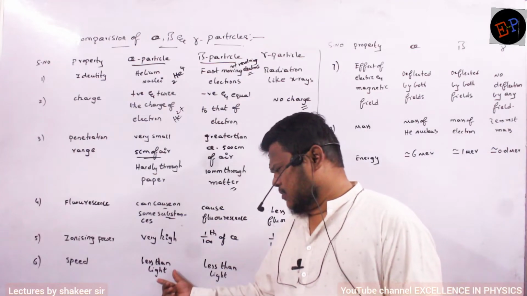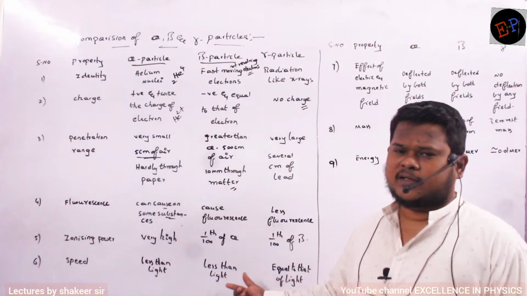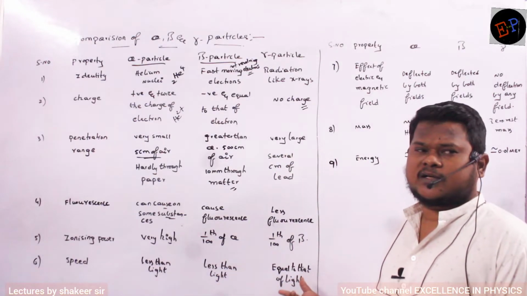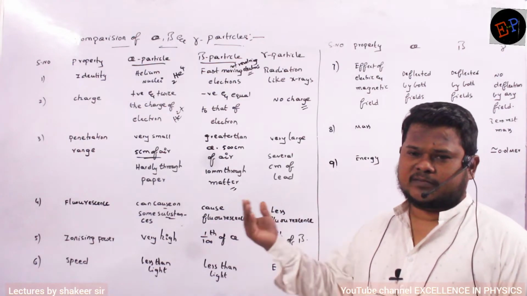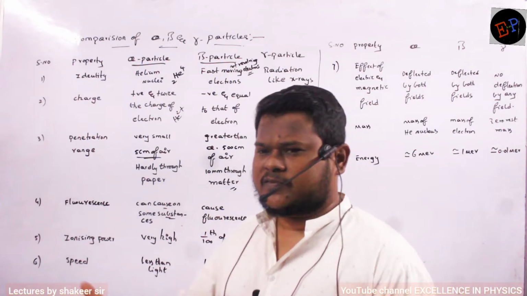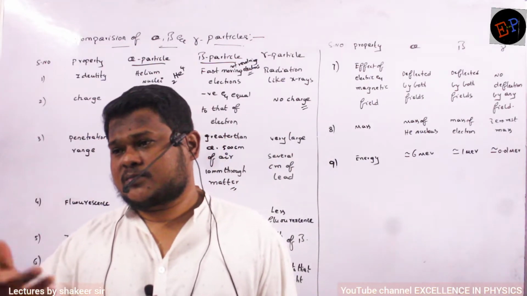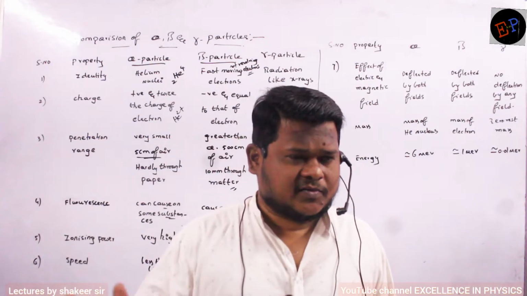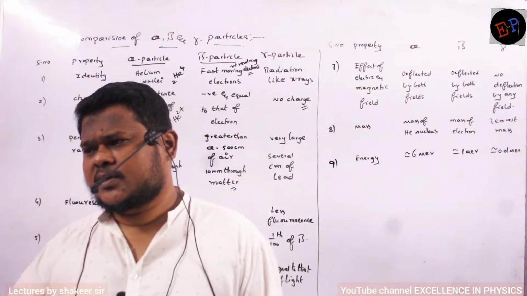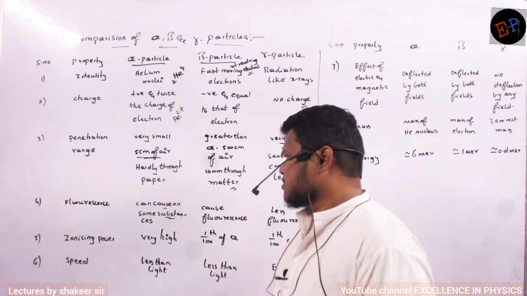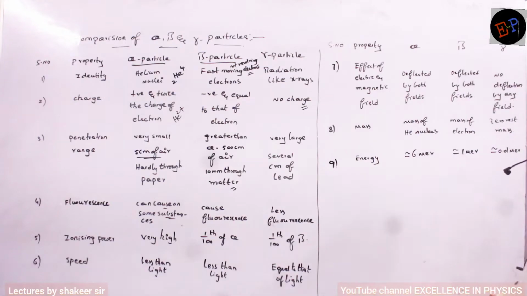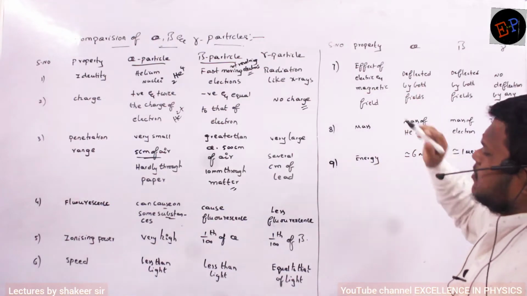Next, speed. Less than the speed of light for alpha and beta. But gamma is radiation, no? It exactly travels with the speed of light. Every radiation in vacuum travels with the speed of light, whether it is alpha, beta, gamma, X-rays, UV rays, visible spectrum, whatever it may be, every radiation has the same speed, 3 into 10 power 8 meters per second. Clear, no?